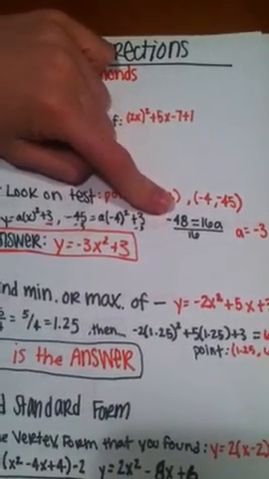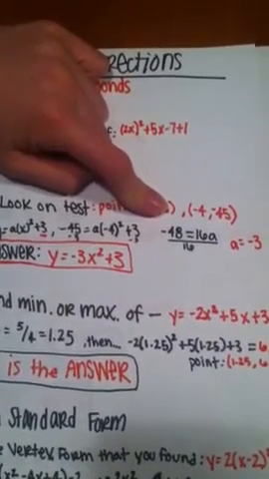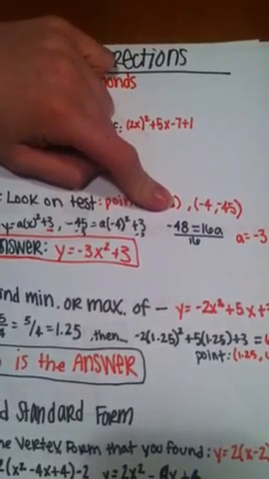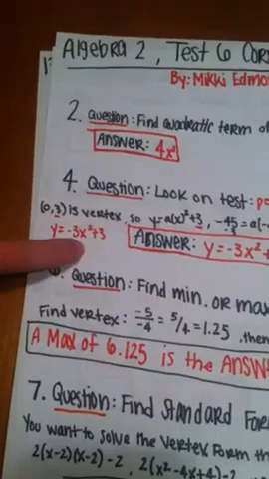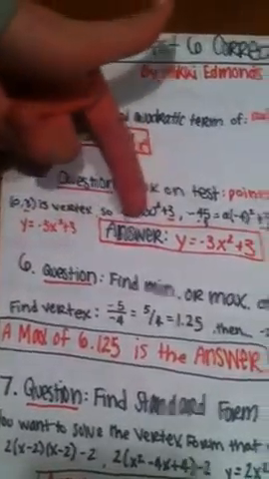Since it's 16a is equal to -48, you want to divide by 16 to get a is equal to -3. Then you put -3 in for a, so you have y is equal to -3x squared plus 3. So that would be your answer.